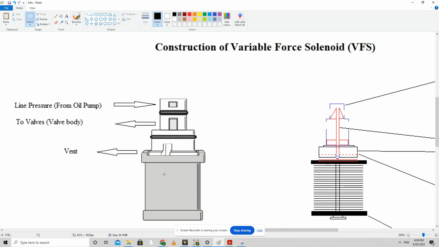If you remove the outer shell, you will get something like this on the right. There is a coil in the middle of this chamber, and then there's a plunger in the middle that goes all the way to the top.